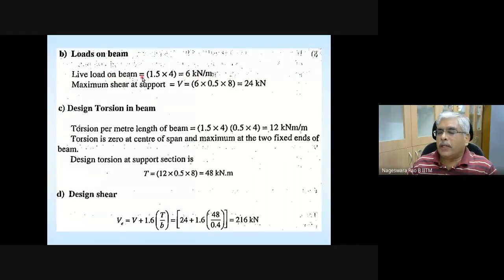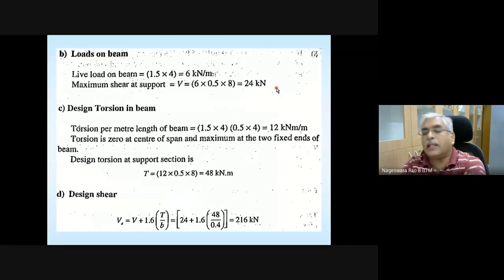Live load on the beam is the intensity of load acting on the cantilever slab multiplied by the span of the cantilever. That gives you the load per meter run of the beam. Assuming the beam to be simply supported, shear is going to be, this is the load per meter run, so total length of the beam is 8 meters. So 6 multiplied by 8, half of it is going to be the maximum shear at each of the supports. So that is what is calculated. Please take a note of it.